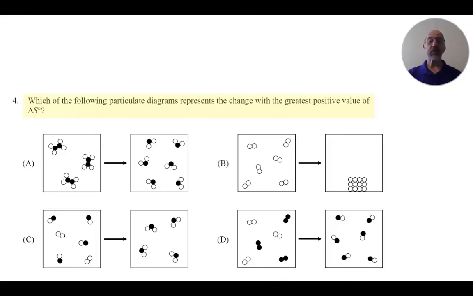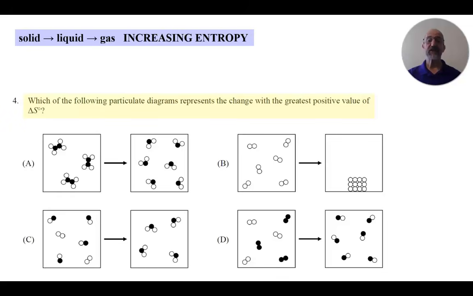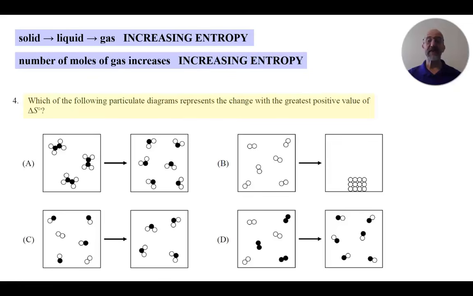So question 4 is sort of the opposite of what we had seen in question 1 in this packet. Back in question 1, we were looking for the greatest negative value of delta S. But now we're looking for the change with the greatest positive value of delta S. So we're looking for an increase in entropy. And that might be changing from a solid to a liquid or a liquid to a gas, or increasing entropy might involve an increase in the number of moles of gaseous substances as we change from the reactants to the products. I'm going to begin with choice B.